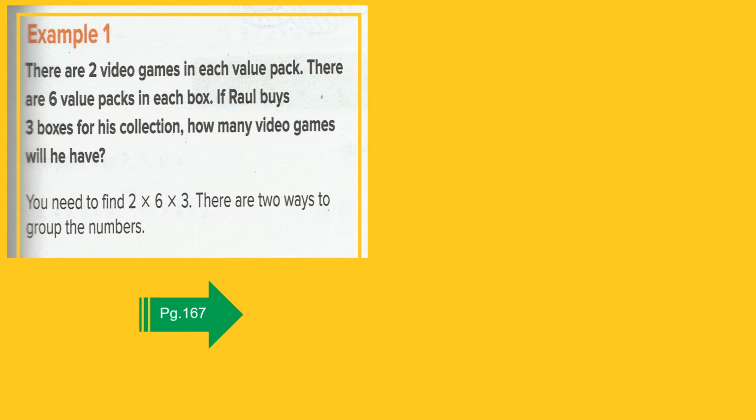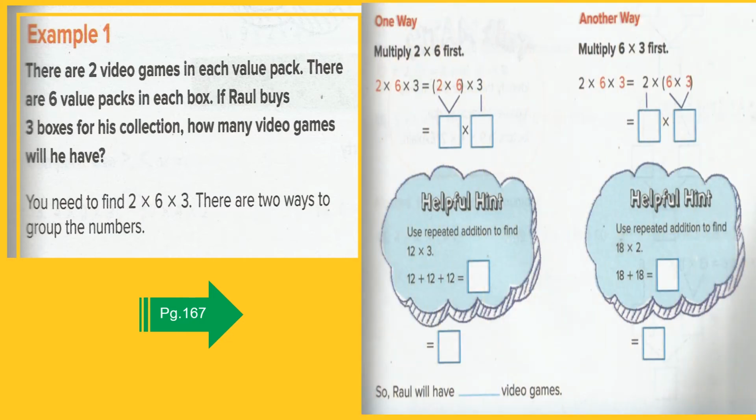Let's see the examples. One way will be to multiply 2 times 6 first. As you can see on the equation, we have put 2 and 6 between the parentheses. That's the first thing we are going to multiply. So 2 times 6 equals 12. Then we bring down the 3. 12 times 3. If you cannot multiply this way, a helpful hint would be to use repeated addition. 12 plus 12 plus 12 equals 36. So our answer is 36.